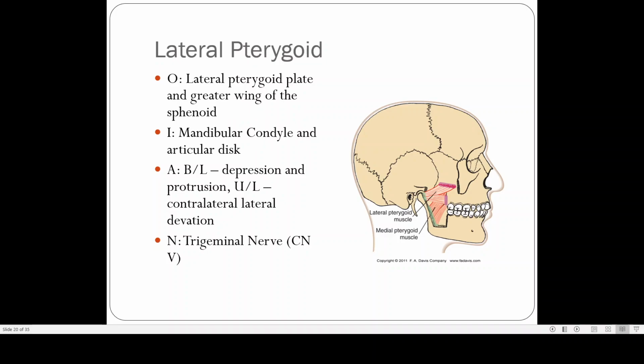Lateral pterygoid is going to be that more superior muscle here, off the lateral pterygoid plate and greater wing of the sphenoid bone to the mandibular condyle. And it also has an attachment on that articular disc, so it does help pull the disc whenever we go into depression, and also causes protrusion. So it helps keep that disc from being pinched. Unilaterally, contralateral lateral deviation, and trigeminal nerve, or cranial nerve 5.